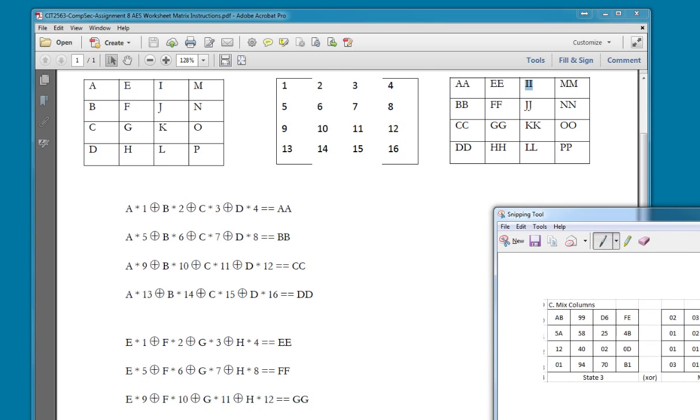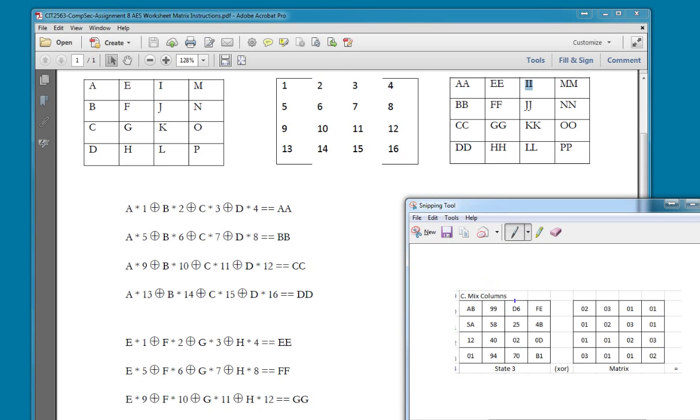Now, with yours, that column would be this third column right here. So, to get II, it's I times 1. This I right here is the same as your D6. So when I say I times 1, I'm talking about D6 times whatever's in this position. So D6 times O2.